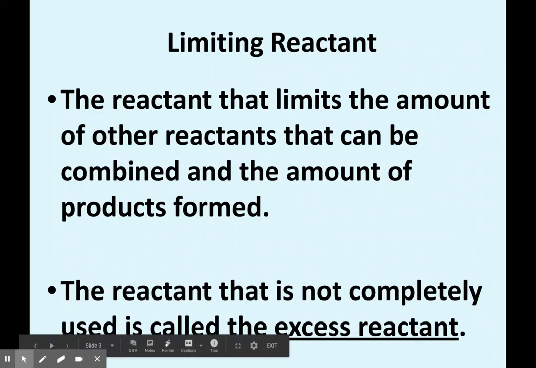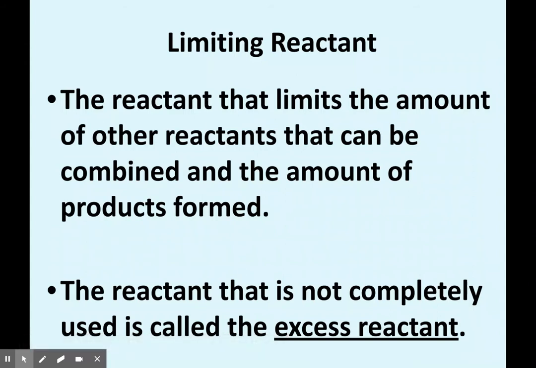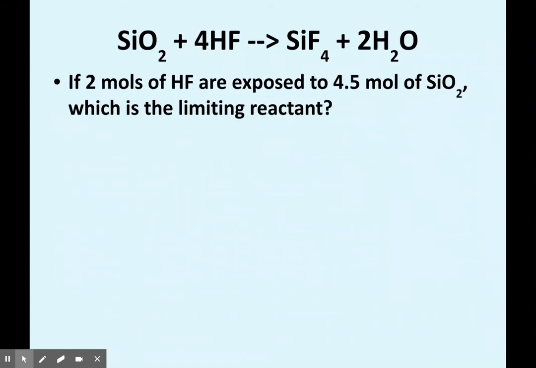So the limiting reactant is the reactant or the ingredient that limits the amount of product that you can make, because you have plenty of the other reactants. The other reactants that you've got enough of, so that you're going to have some left over, are called the excess reactants. So if we take this equation, first of all, keep in mind we're talking about limiting and excess reactants. So we're talking about the reactants.